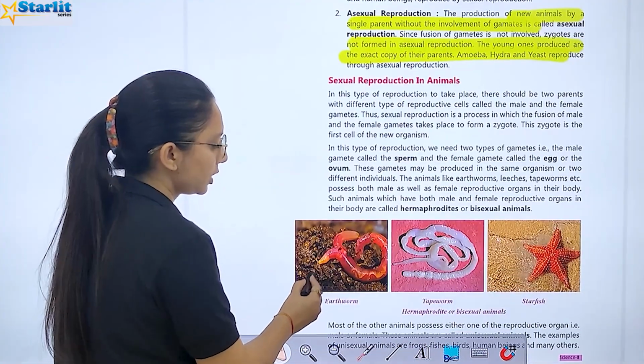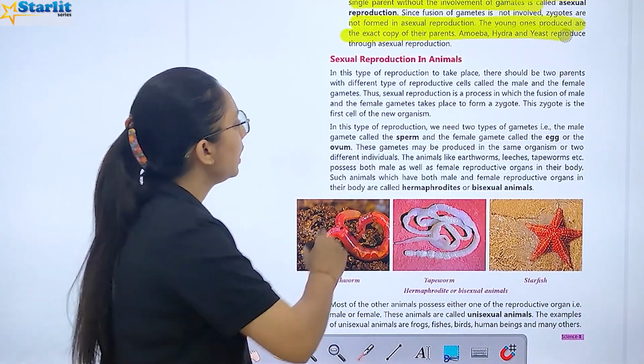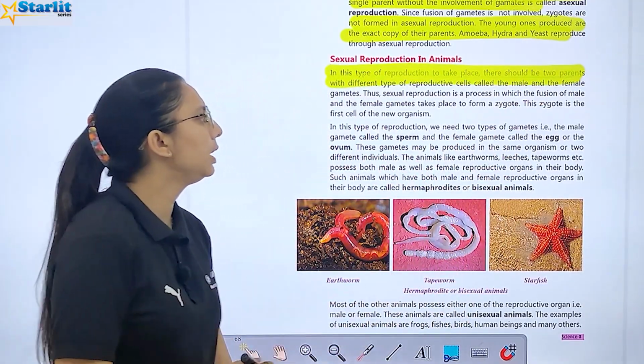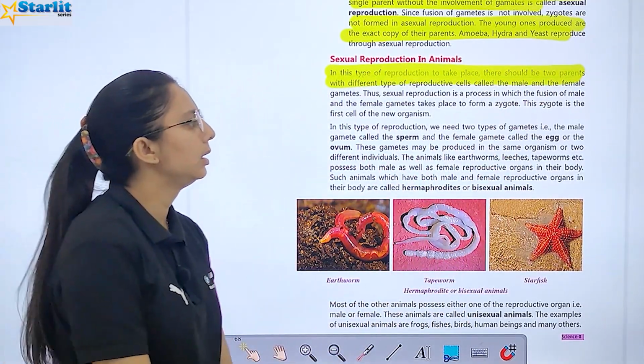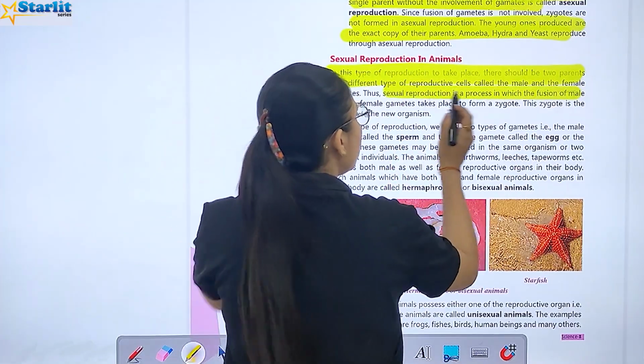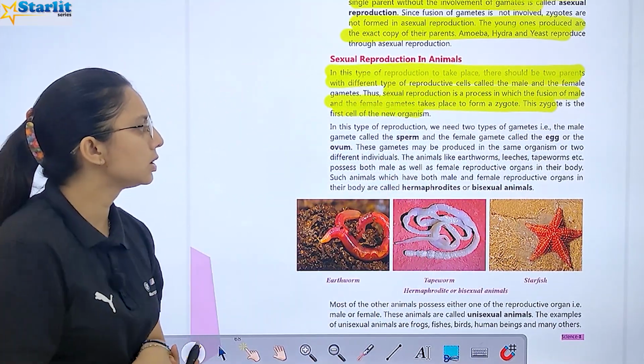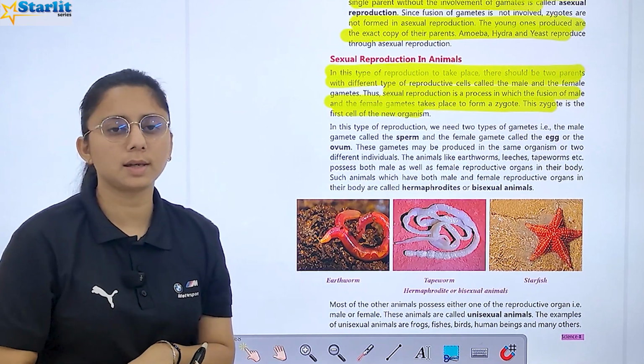Next is sexual reproduction in animals. In this type of reproduction to take place, there should be two parents with different types of reproductive cells, right? Sexual reproduction is the process in which fusion of male and female gametes takes place to form a zygote. और zygote क्या होता है? First cell होता है आपके new organism.